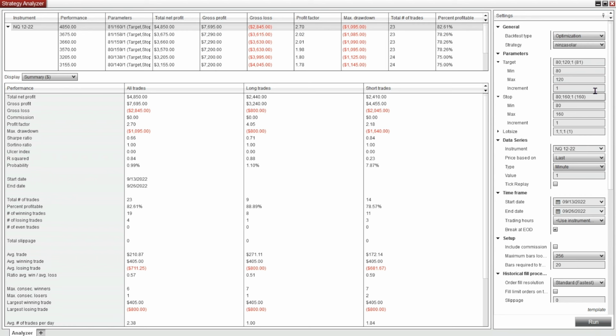So not the best ratio. I'd probably do some more optimization there to have a better risk reward ratio, but it does give you a general idea to see how this strategy performed the last 2 weeks.